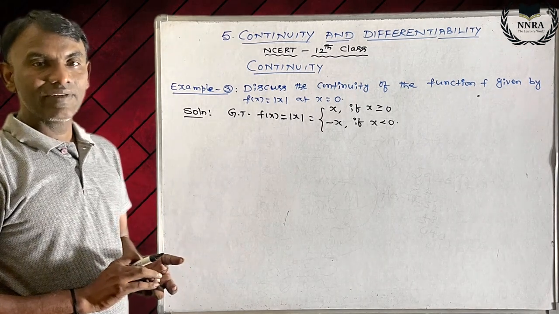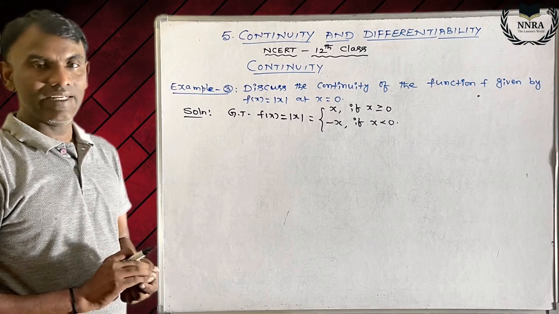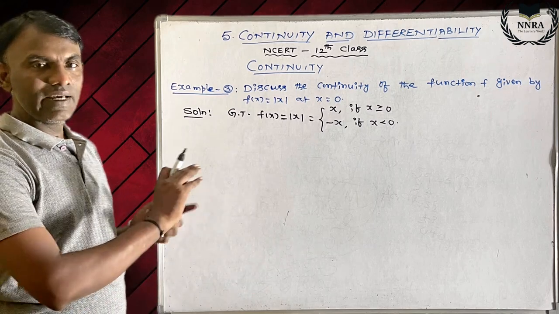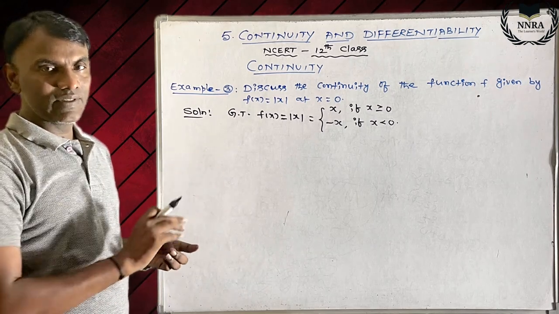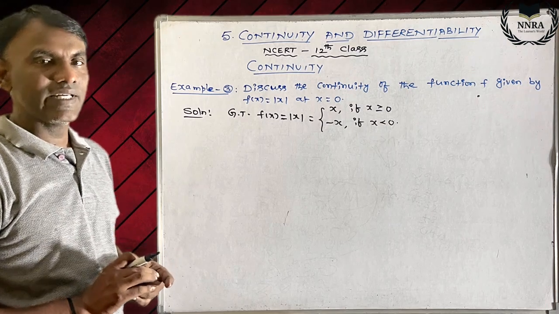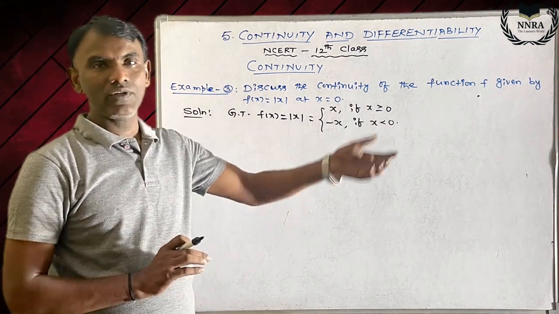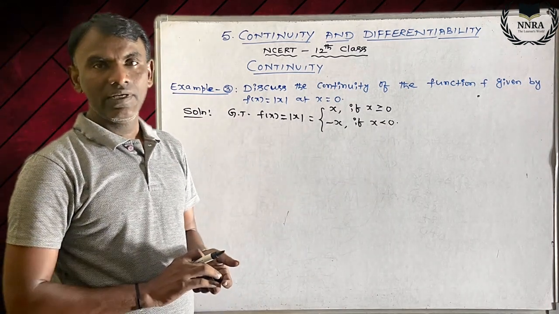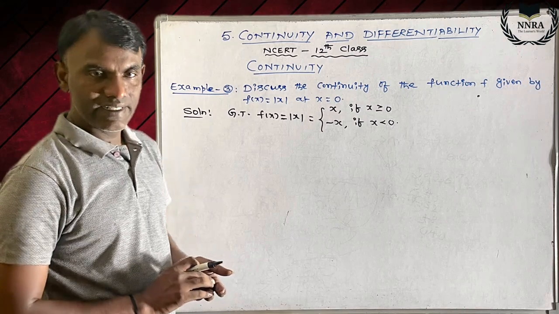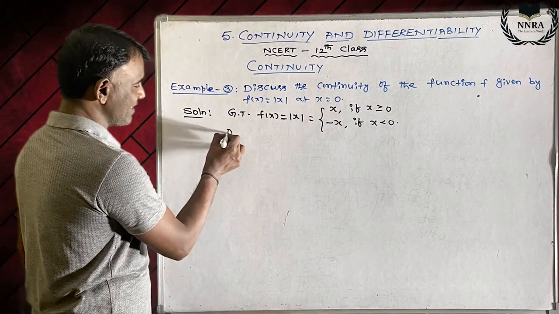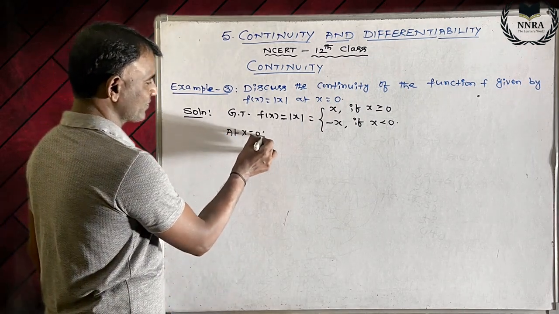Then we find the left limit, right limit, and value. If all are equal, I mean left limit equals right limit equals value, then we say that f(x) is continuous at the point x = 0. Otherwise, discontinuous. Clear? So just write here at x = 0.